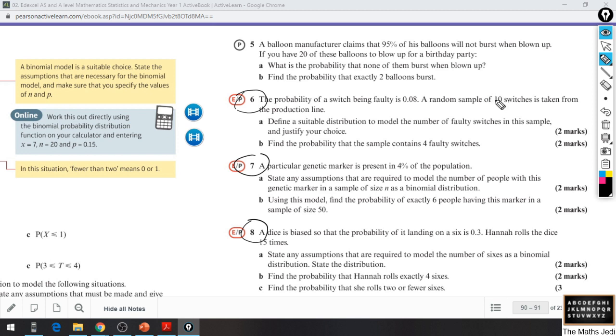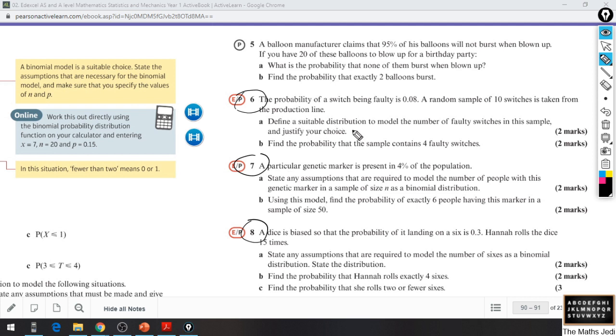Consistent number of trials. Independence: one switch being faulty doesn't affect another one. Probability being fixed, 0.08. So it must be a binomial distribution. And that's what part A is asking for. Define a suitable distribution to model the number of faulty switches in the sample and justify your choice. So basically you put that into words and you justify your choice.